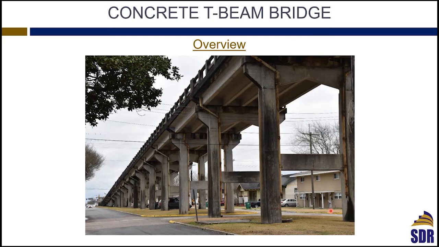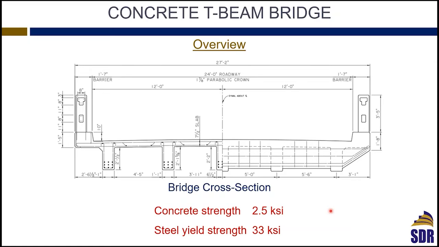So this was a T-beam bridge. It was a bridge that has reinforced concrete T-beams and a deck slab. To show the cross-section of the bridge, we had 5 beams across the width of the bridge. It has a 24-foot roadway, so it's a typical 2-lane bridge with barriers as well, and a concrete deck that was 7.5 inches.